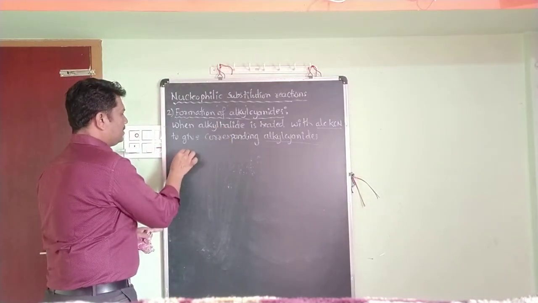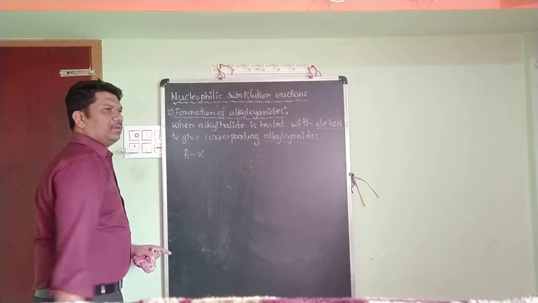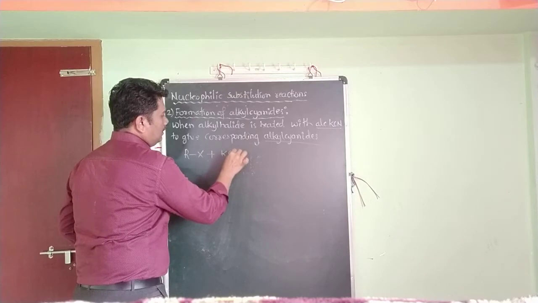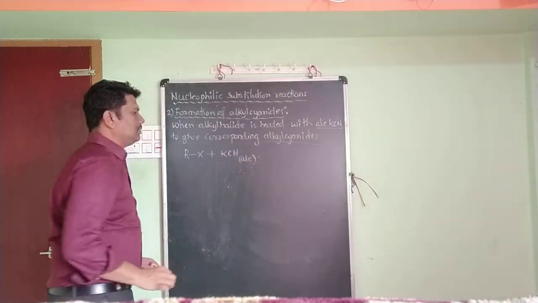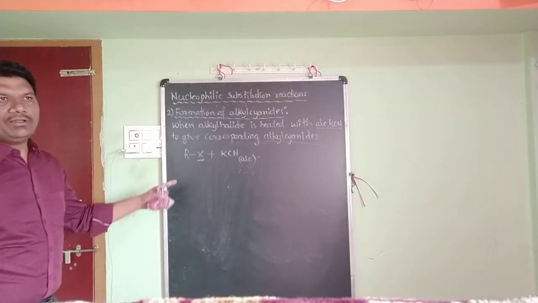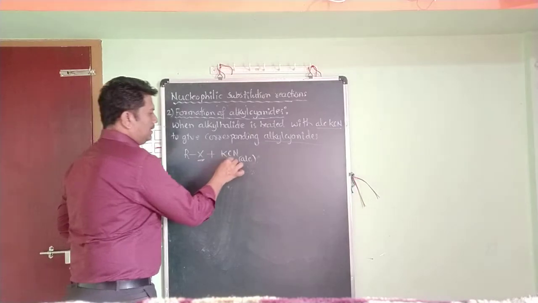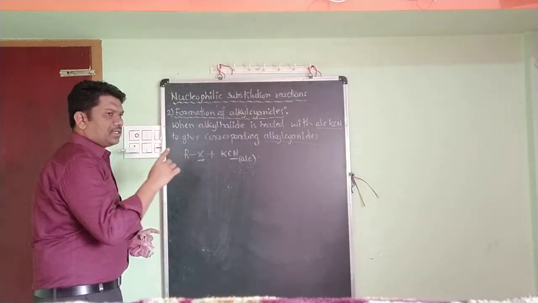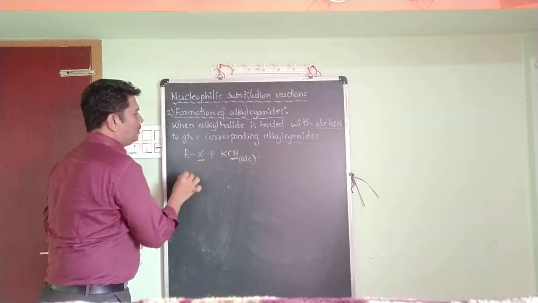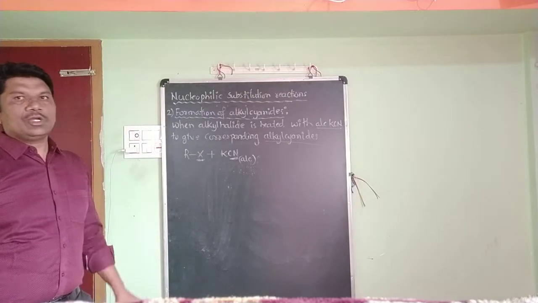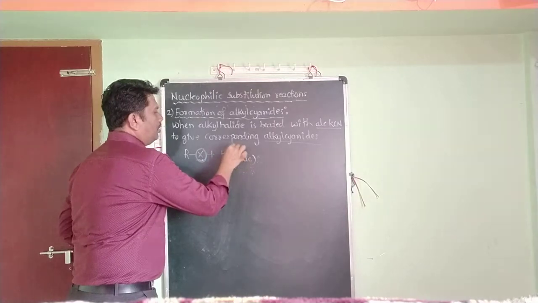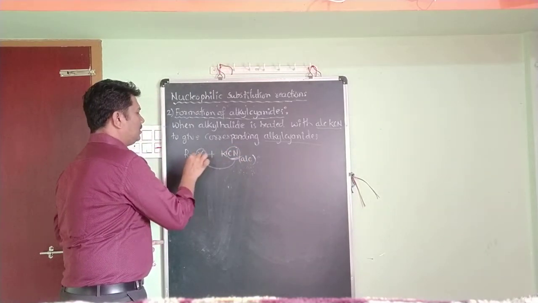As usual, alkyl halide is RX, plus KCN, alcoholic potassium cyanide. Here X is a halogen atom. The halogen atom is a weak nucleophile, and here CN is the cyanide, which is a strong nucleophile. So according to our definition, the weak nucleophile is substituted by the strong nucleophile. Therefore, CN will substitute in this place.